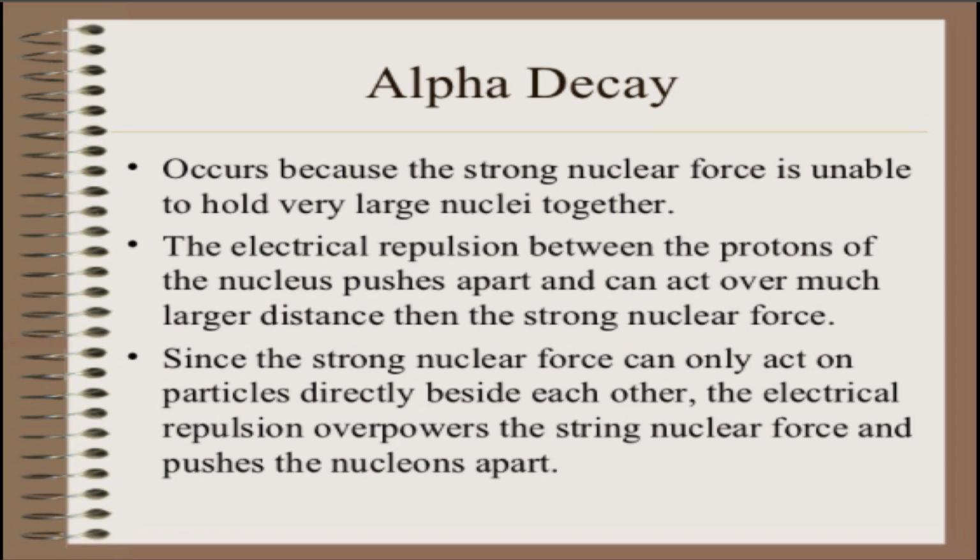This alpha decay occurs because the strong nuclear force is unable to hold very large nuclei together. The electrical repulsion between the protons of the nucleus pushes them apart and can act over a larger distance than the strong nuclear force. Since the strong nuclear force can only act on particles directly beside each other, the electrical repulsion overcomes the strong nuclear force and pushes the nucleons apart.